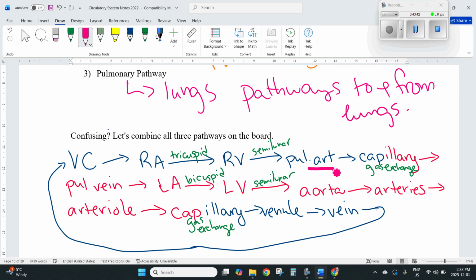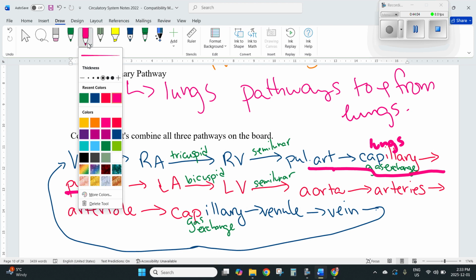So pulmonary artery going into your capillary bed located in your lungs, and I'm going to put this is in your lungs, okay, going into your pulmonary vein. Now your pulmonary vein was also in the diagram of the heart, so then that means that it's also connected to your coronary circuit, okay.